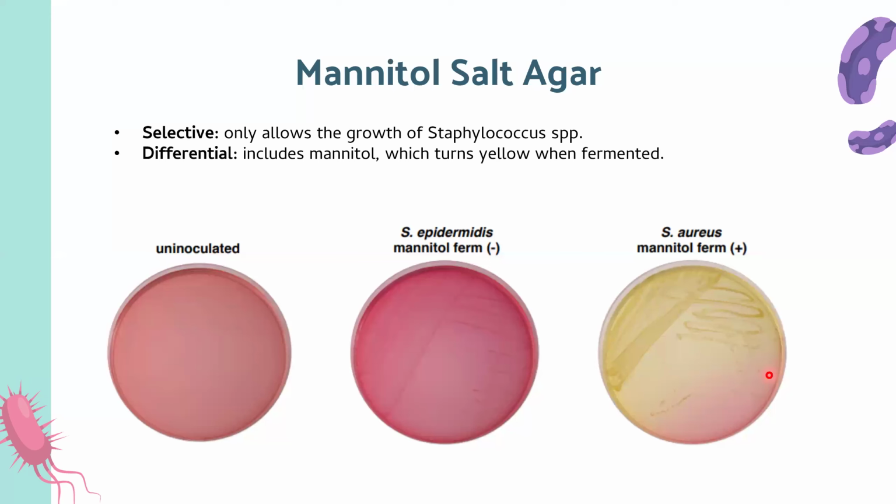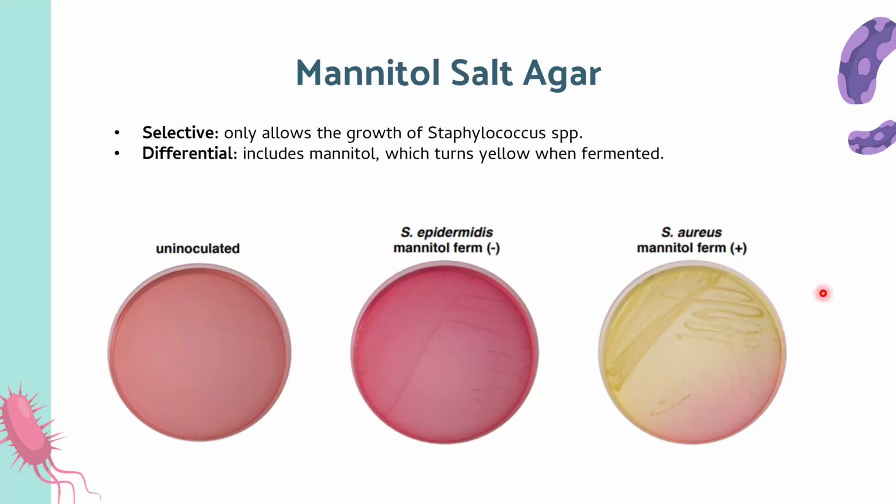Only. It's not going to allow the growth of strep species. It's not going to allow the growth of E. coli. It's not going to allow the growth of gram-negatives. It's very, very selective. It is differential because it includes mannitol, which is a type of sugar that can only be fermented by certain types of staph, particularly Staph aureus. When Staph aureus ferments the mannitol, it's going to turn this otherwise pink culture plate into a yellow culture plate. This is a positive mannitol salt agar, and it's going to be for Staph aureus because of the mannitol fermentation.